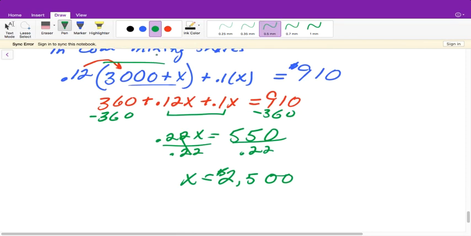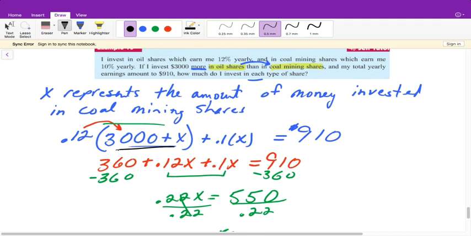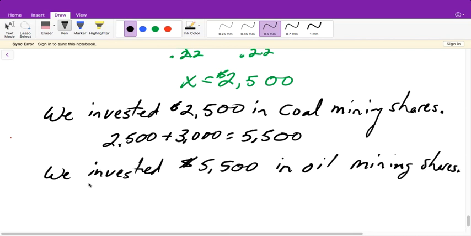So let me just pause this and I'm going to write out our sentences. All right, so that means we invested $2,500 in coal mining shares. And then our oil share, remember, is 3,000 more than that. So we would then do 2,500, add 3,000 to it and get 5,500. And now we need to write out our sentence for that one. All right, so the way that I would want to see this written is we invested $5,500 in oil shares. All right, this is important.